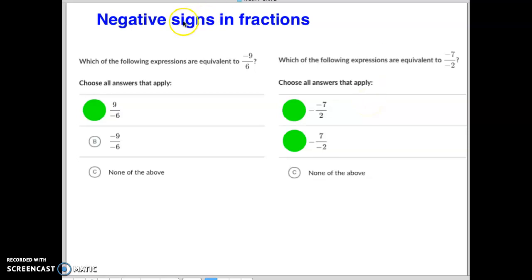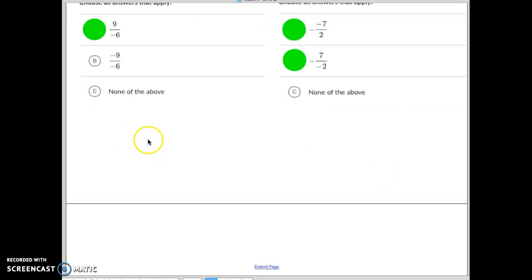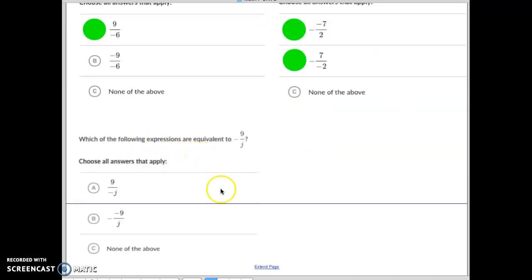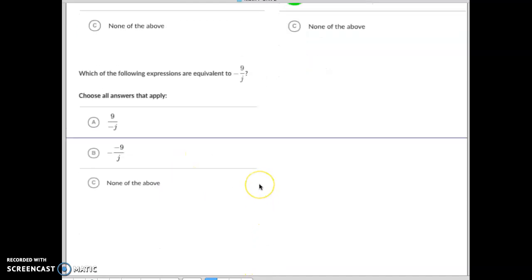Now the next one that you need to do is called negative signs in fractions with variables. Don't let this confuse you. It's not that difficult. If we take a look at this one, I'm going to extend my page a little bit. So this one here, don't worry about the letters or the numbers, just how many negatives are there.